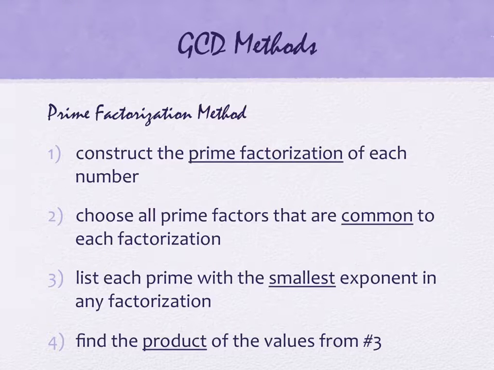This method, what you do is you construct the prime factorization for each number, just like we were doing back in section 4.2. And then for every prime number in those lists, you list the prime factor with the smallest exponent that they have in common. So if they have a prime factor of 3 in common, you're going to list it with the smallest number of 3s that each of them have.